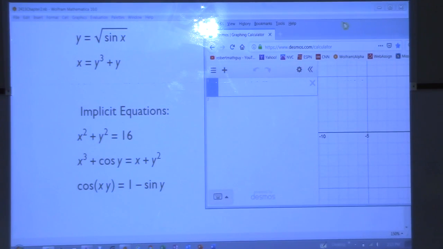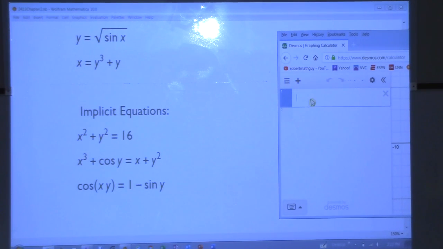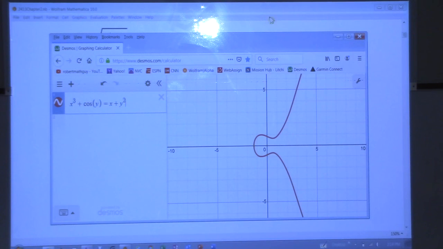This should be pretty interesting. I'm going to move it all the way over so you can't see it until I'm done. Okay, x cubed plus cosine y equals x plus y squared. Okay, you ready? There it is.